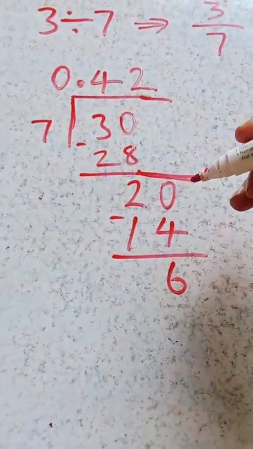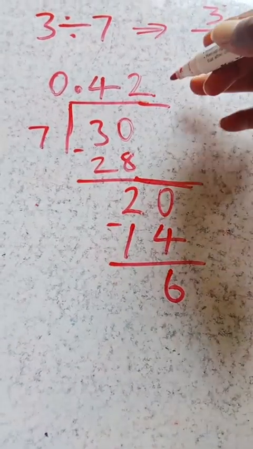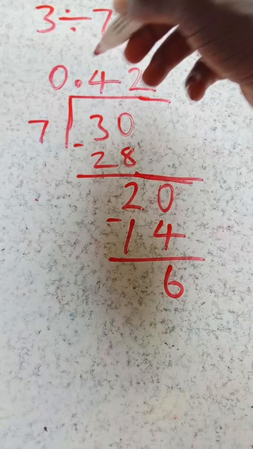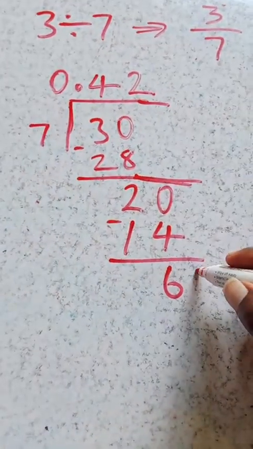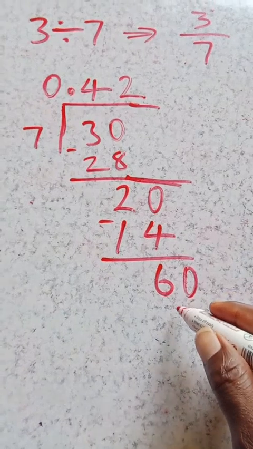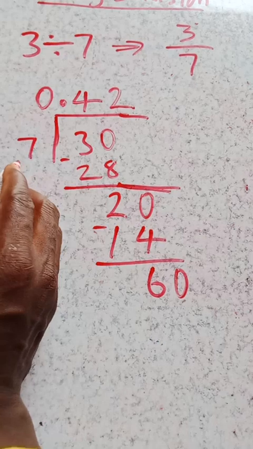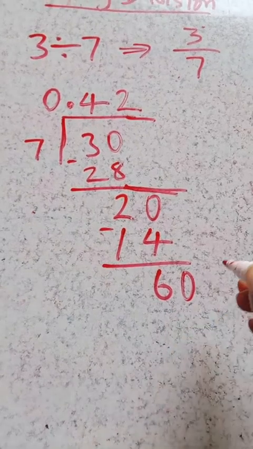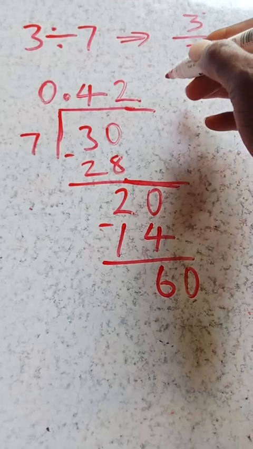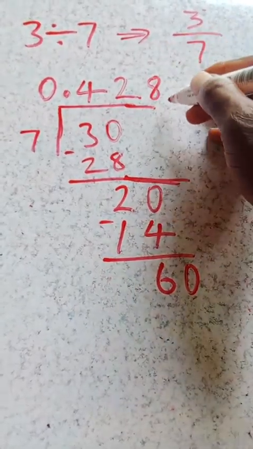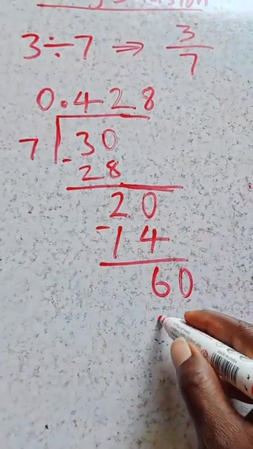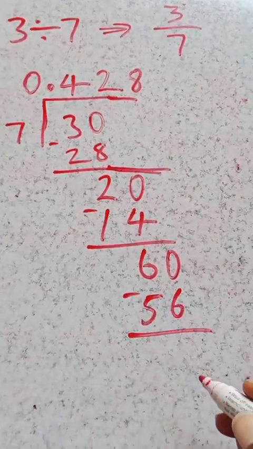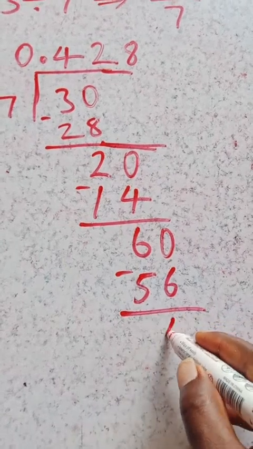So what will I do? I will not put the decimal point because we have written the decimal point before. So I'll not put another one. What I will do is to add a 0 to this 6. It's now 60. Okay. So 60 divided by 7. How many times is 7 going to appear in 60? Okay. I think it's 8 times. That will give 56. So 8 times 7 is what? 56. And then you subtract again. 60 minus 56 is what?